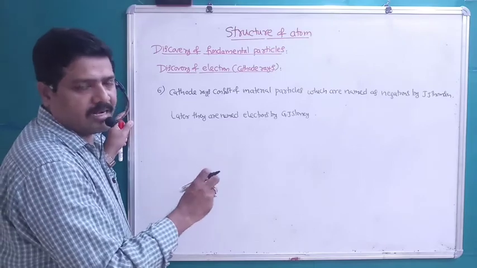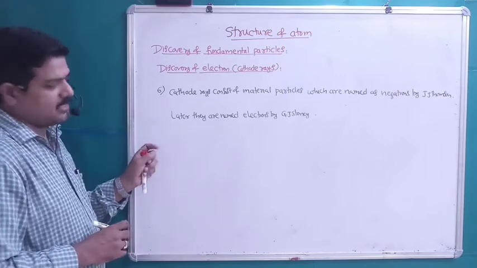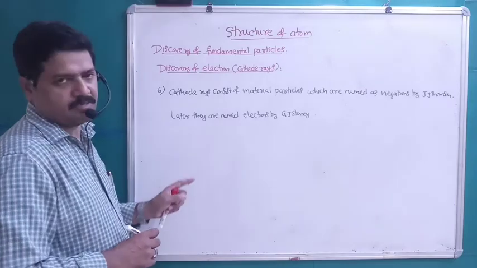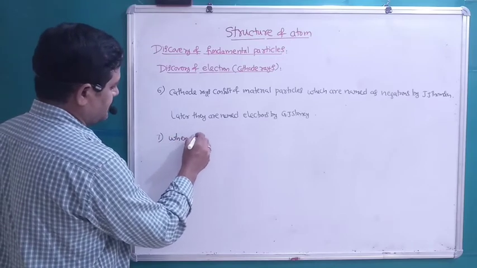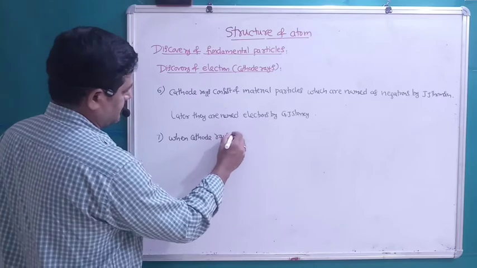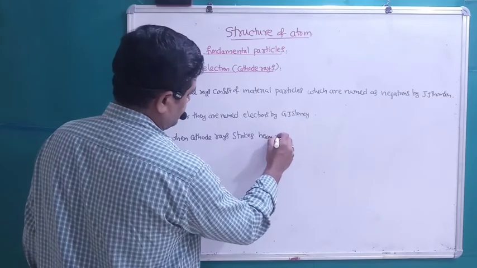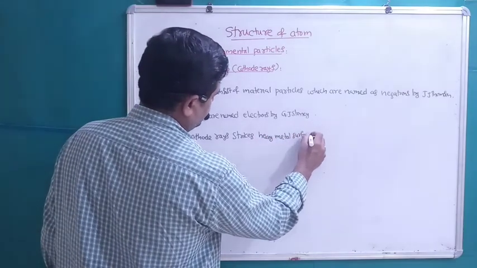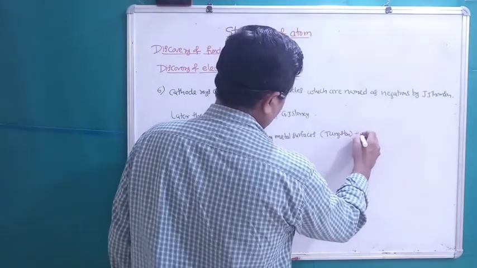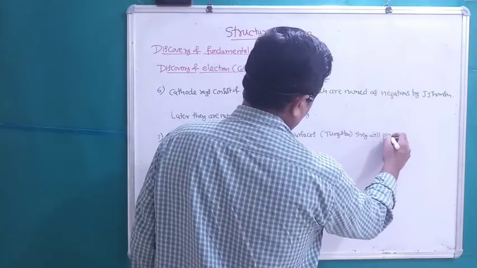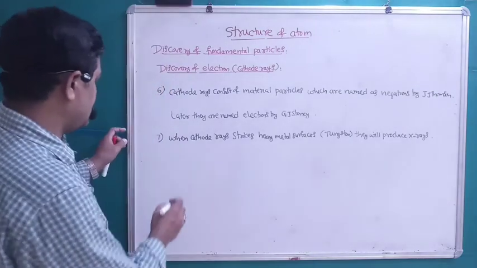Because they are able to rotate the metal paddle wheel, they are material particles which are named as negatrons by J.J. Thomson. Later, they are named as electrons by G.J. Stoney. Right? Then, when cathode rays strike heavy metal surfaces like tungsten, they will produce X-rays, right?